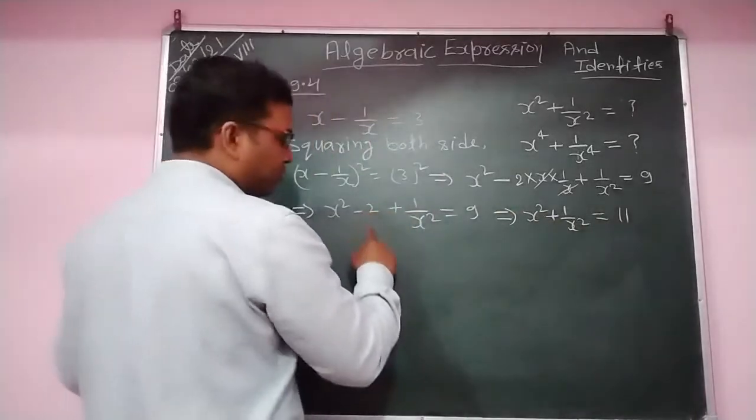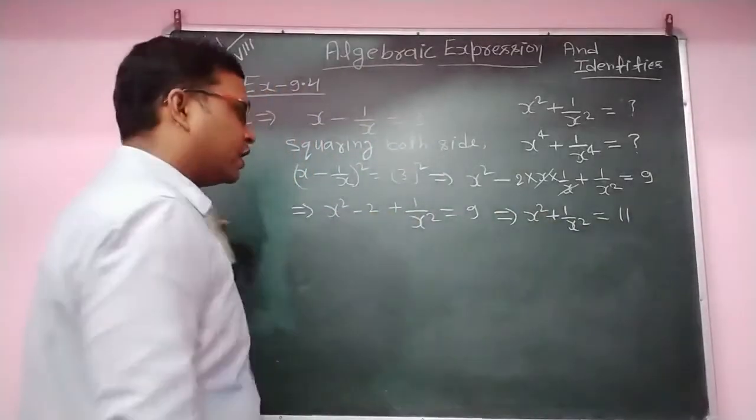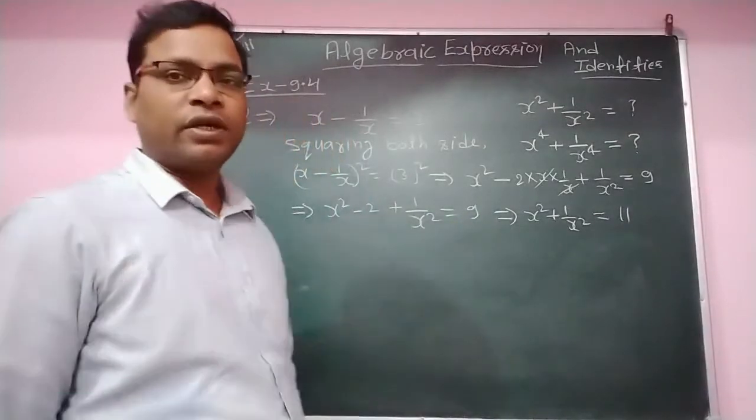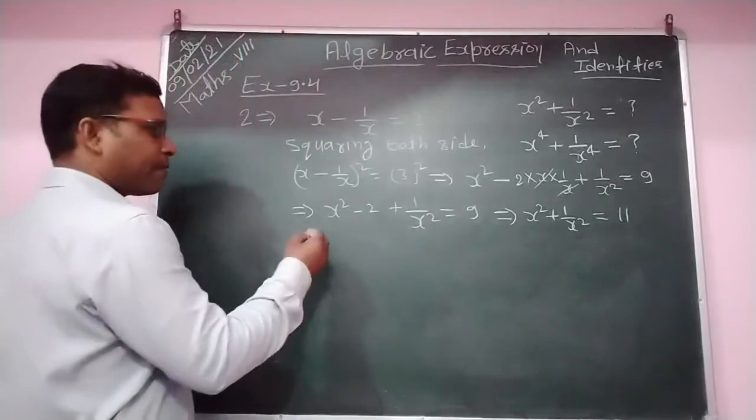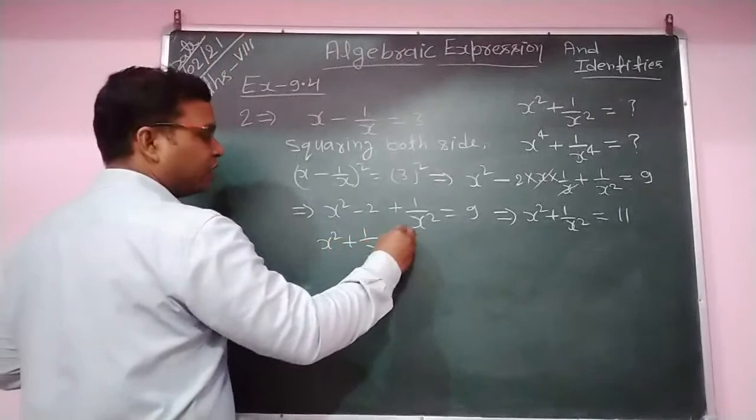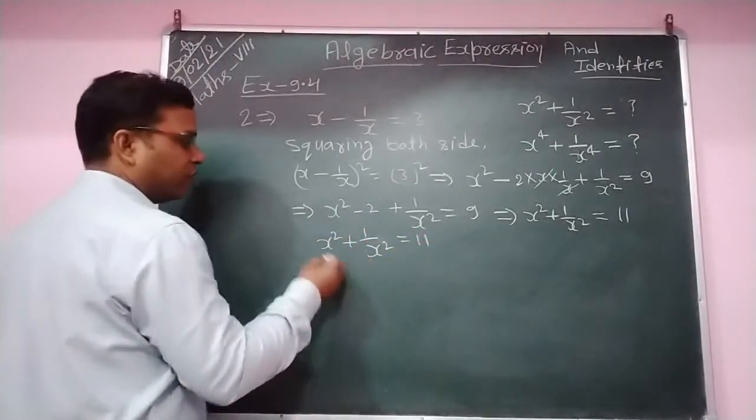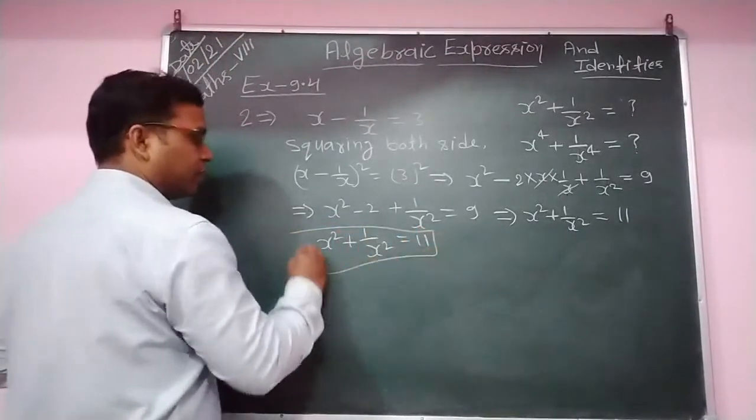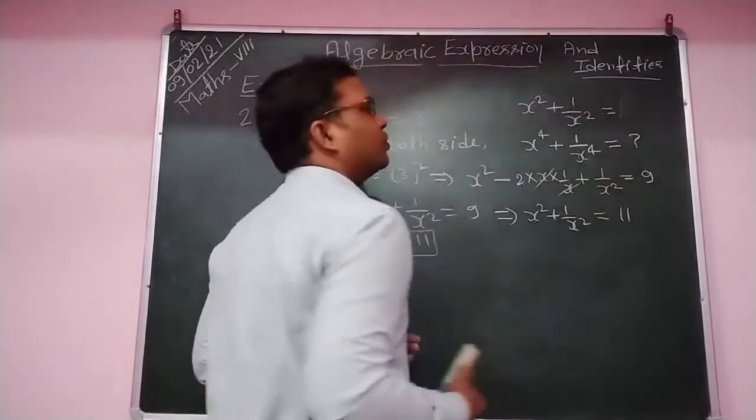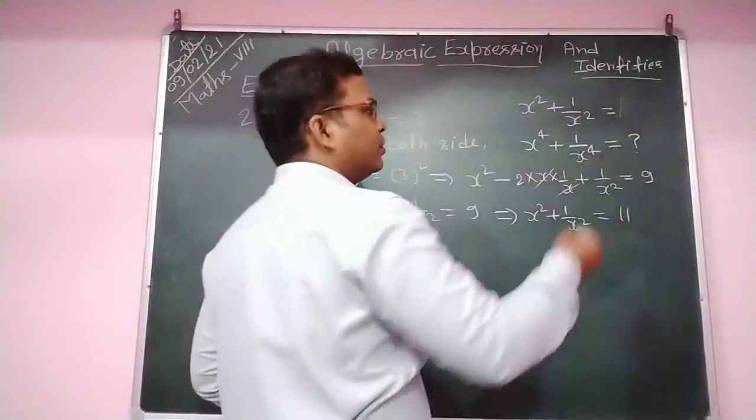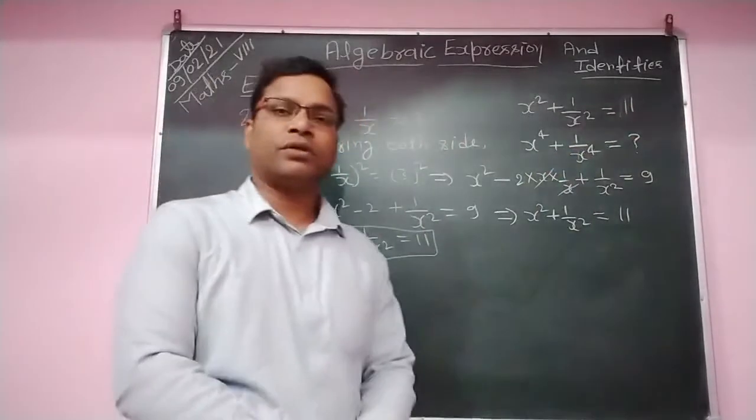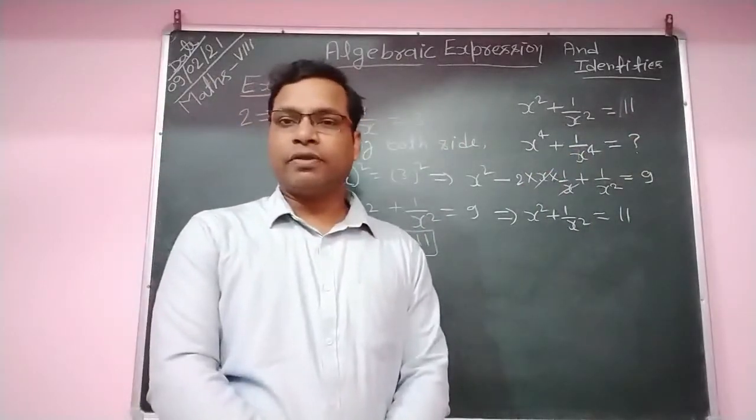equal to 9 plus 2. If you transpose the 2 to the right side, it becomes 9 plus 2, which is equal to 11. Okay students, in this way x square plus 1 by x square is equal to 11. This is one part: we found the value of x square plus 1 upon x square, which is 11. Now we need to find x power 4 plus 1 upon x power 4. What is this equal to?